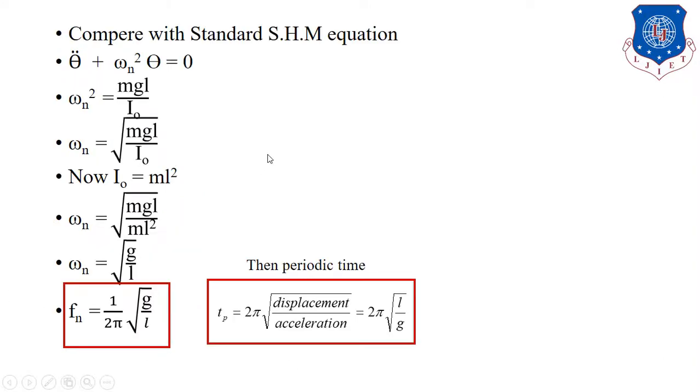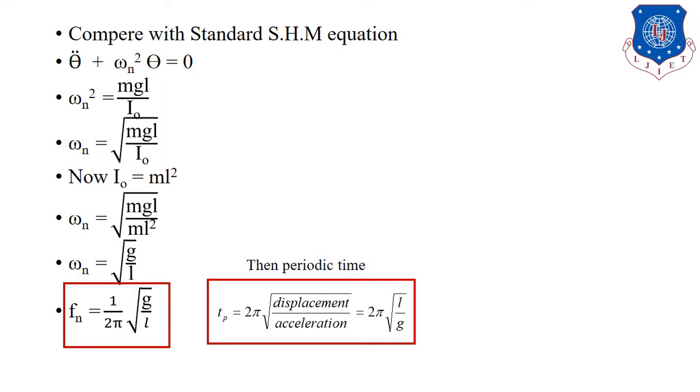Now we compare our equation with the simple harmonic motion equation, that is theta double dot plus omega n square theta equal to 0. If we compare, we get omega n square equal to mg small l upon I0. So omega n, the natural angular velocity for the simple pendulum system, is equal to under root of mgl upon I0. If we place the value of I0, that is ml square, we get omega n equal to under root of g upon l.